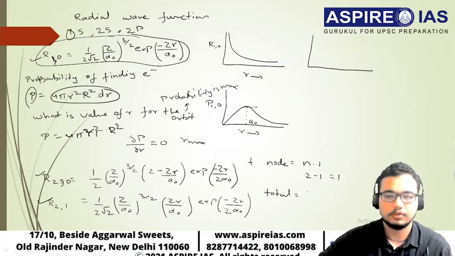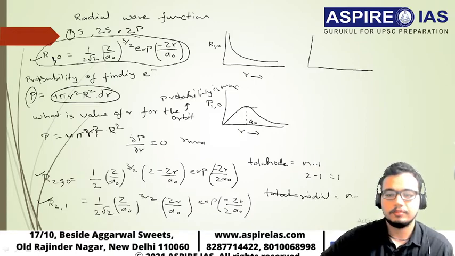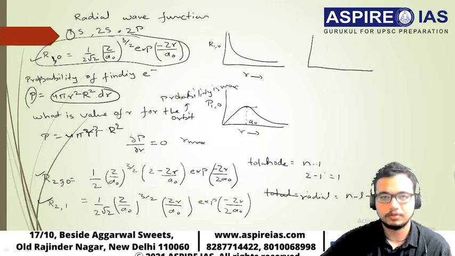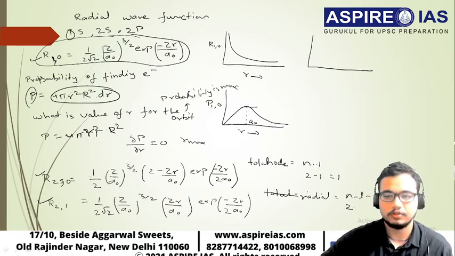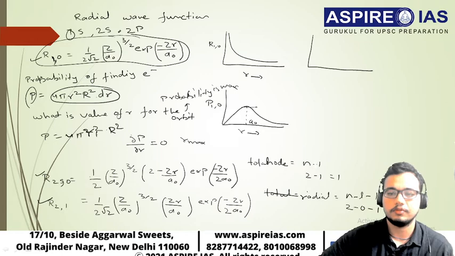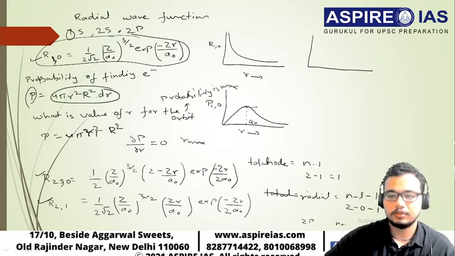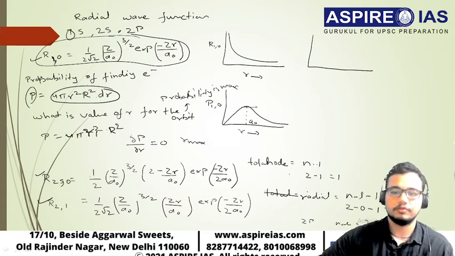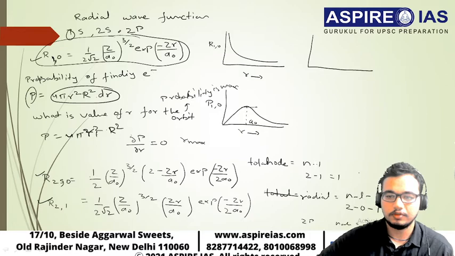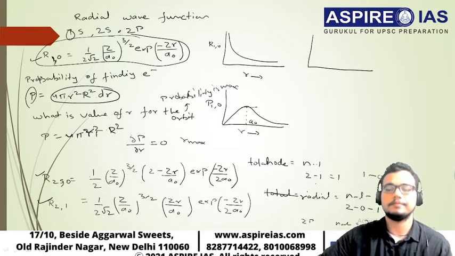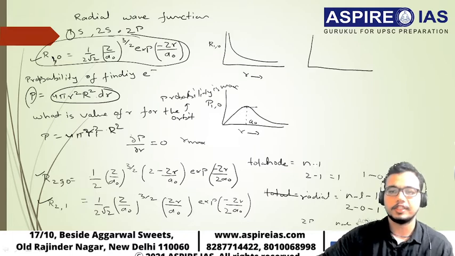So this is total nodes. Upon them, radial nodes are n minus l minus 1. So in case of 2s, n is equal to 2, l is equal to 0, so this is one node. For 2p, nodes equal 2 minus 1 minus 1, so it will be 0. For 1s, it will be 1 minus 0 minus 1, which is 0. Okay, so by this we can calculate the radial nodes.